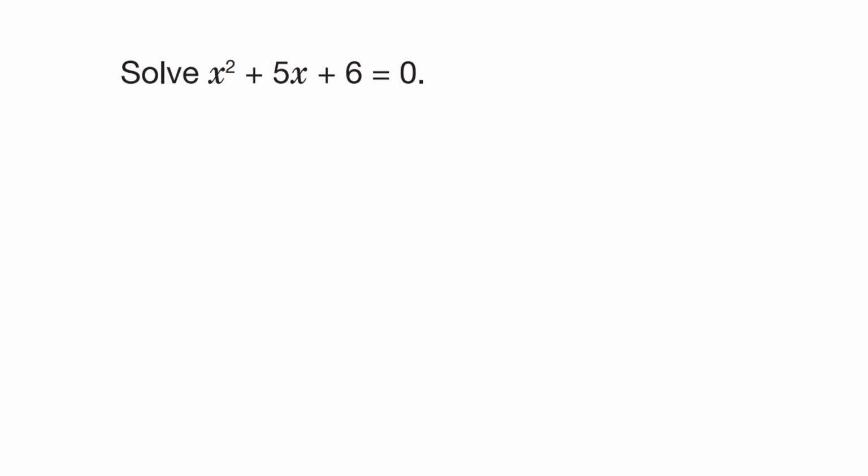Now let's find the solution of the quadratic equation x square plus 5x plus 6 is equal to 0. This is of the form ax square plus bx plus c is equal to 0. To find the value of x using the factorization method, we need to find two real numbers, p and q, such that their sum, p plus q, gives the coefficient of x, that is 5.